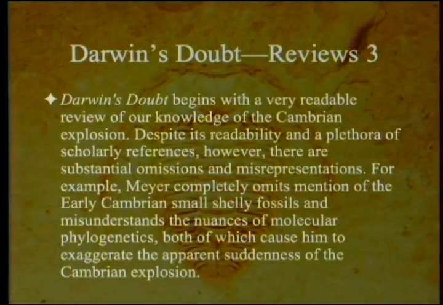Darwin's Doubt begins with a very readable review of our knowledge of the Cambrian explosion. Despite its readability and a plethora of scholarly references, however, there are substantial omissions and misrepresentations. For example, Meyer completely omits mention of the early Cambrian small shelly fossils and misunderstands the nuances of molecular phylogenetics, both of which cause him to exaggerate the apparent suddenness of the Cambrian explosion.